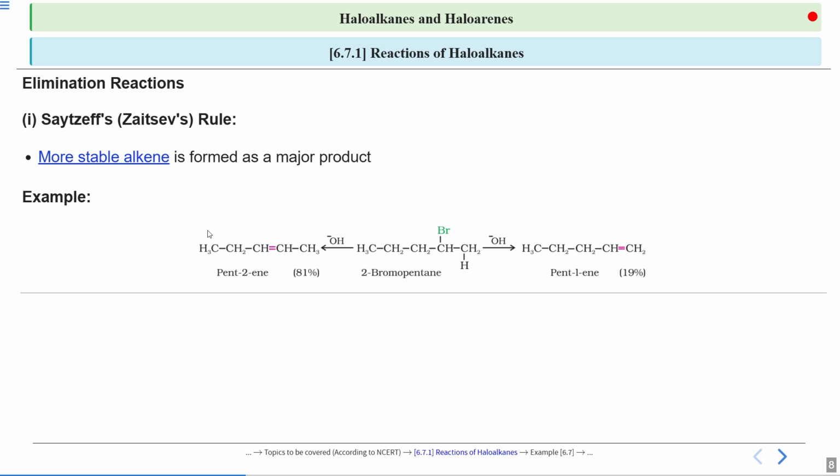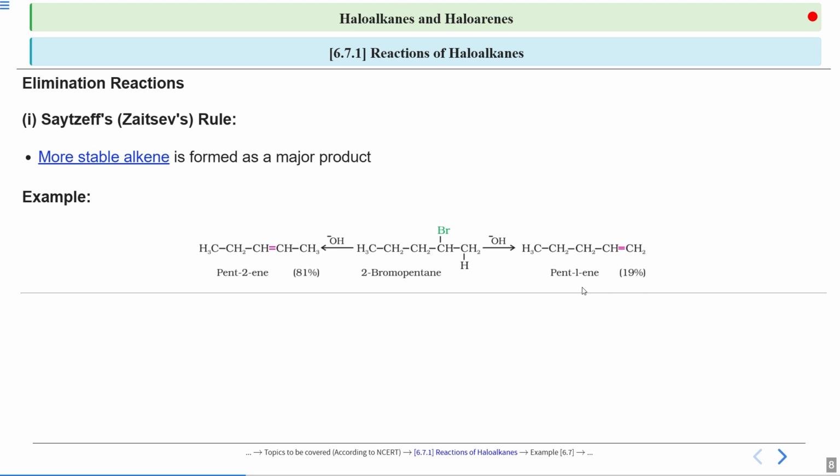That means this is the more stable alkene. How? If the more substituted double bonded carbon atom is present in the compound, then it will be the major product. This is what the Saytzeff rule said: if the product has more substituted doubly bonded carbon, then that alkene is going to be the major product.